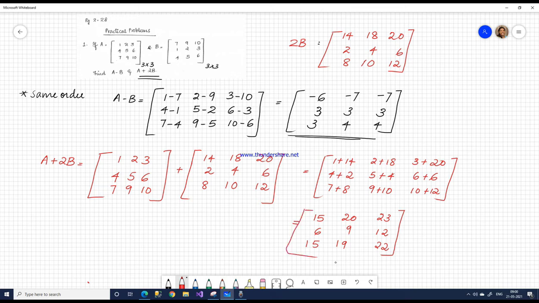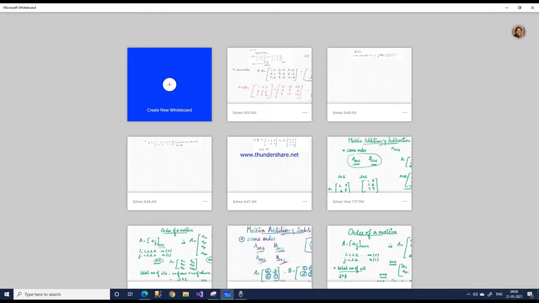So this is how we need to find A plus 2B. So 2B means the matrix is multiplied with a scalar value, that is 2. That is, 2 times the elements of matrix B. Hope this is clear for you. Now let's see the next question.